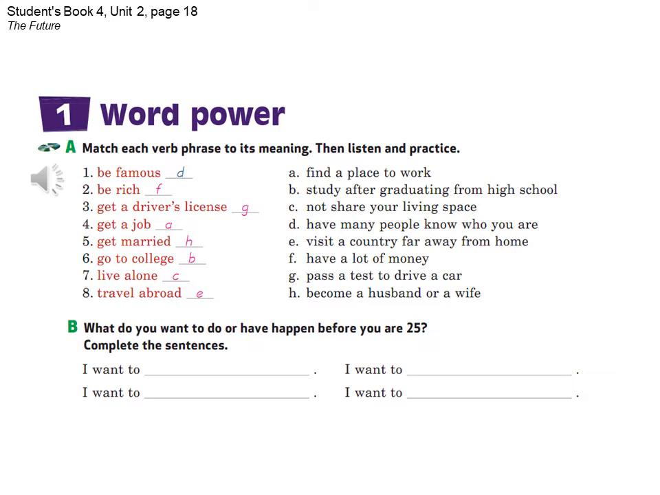6. To go to college means to study after graduating from high school. 7. To live alone means to not share your living space. 8. To travel abroad means to visit a country far away from home.